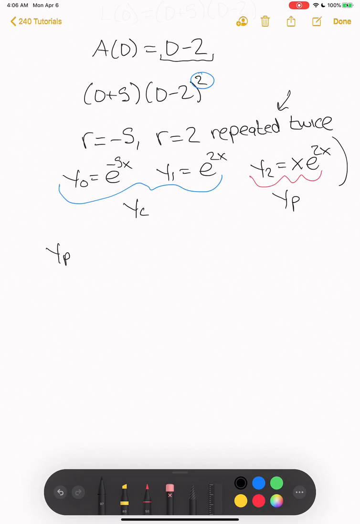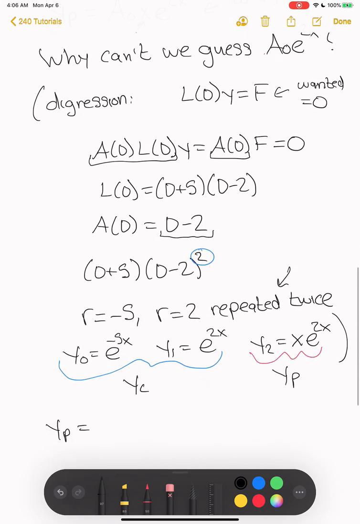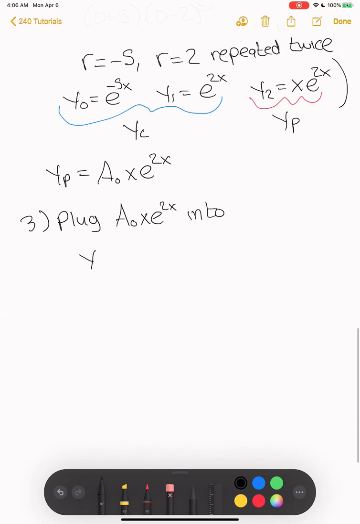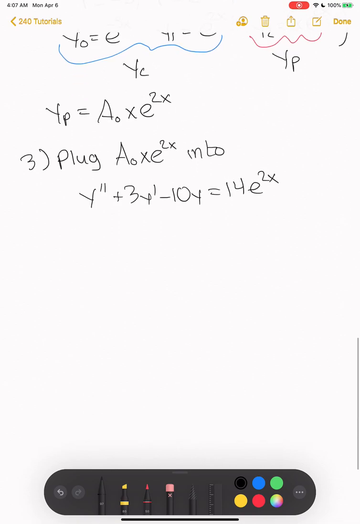So y of p, I'll write it one more time since we digressed a bit, is a naught x e to the 2x. And so I need to solve for a naught. So what I do is plug a naught x e to the 2x into my differential equation, y double prime plus 3y prime minus 10y is equal to 14e to the 2x. So I take two derivatives. It would make sense, first of all, to just write it like this, I think.